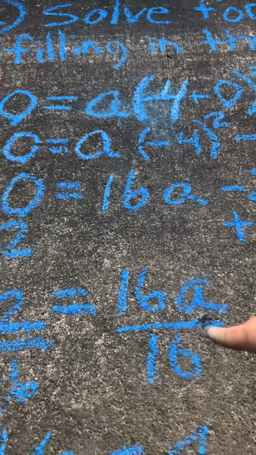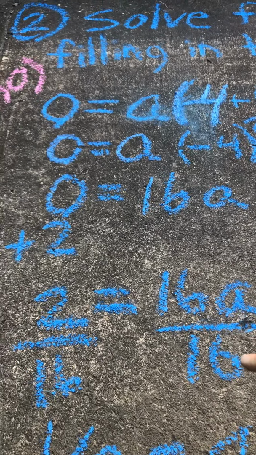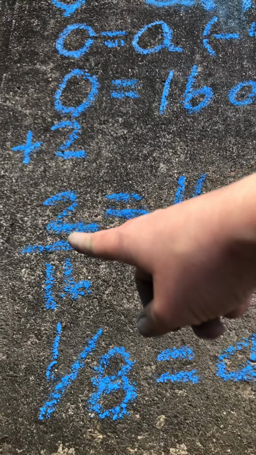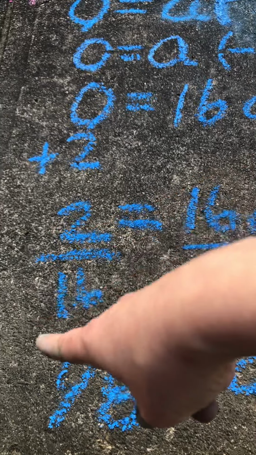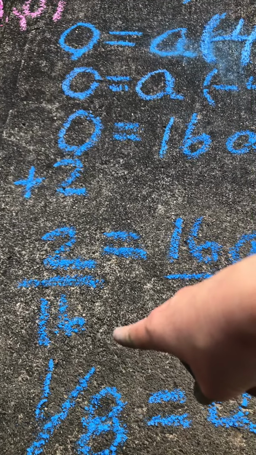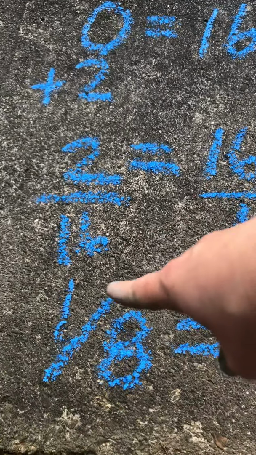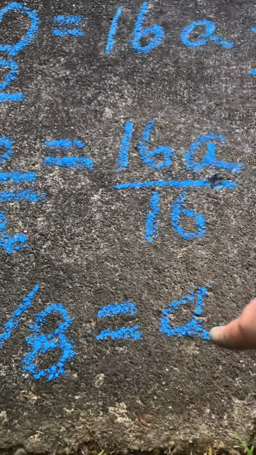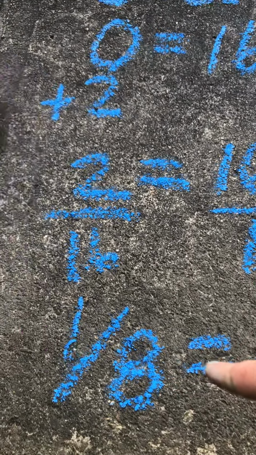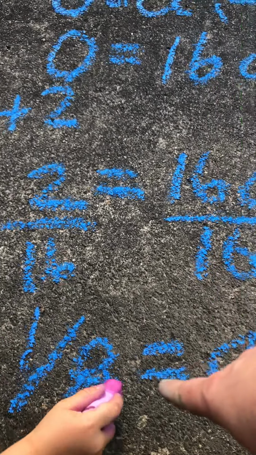And then to get a by itself, I've got to divide both sides by 16. Divided by 16, divided by 16. Now I've got a fraction over here of 2/16. IXL is going to tell you to simplify the fractions. Okay, well that simplifies to 1/8. Okay, so look at the value of a, right? a is 1/8. Remember back to transforming quadratics?